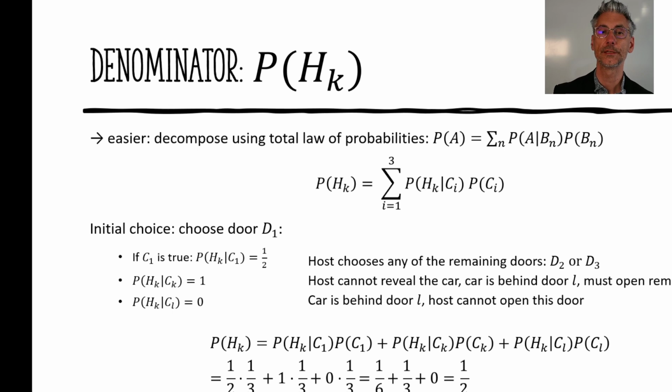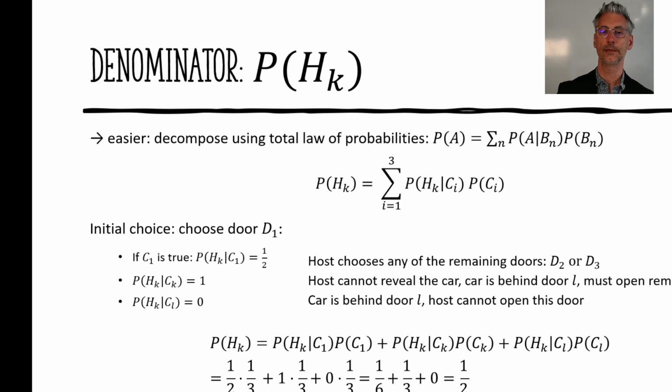Let's start with the denominator, because that's easier to compute and we need that in both cases. It's easier if we use the total law of probabilities and decompose the probability into the different parts of it. You're maybe remembering the total law of probabilities: P(A) is the sum of all the conditional probabilities, P(A given Bn), times the probability of each occurrence.